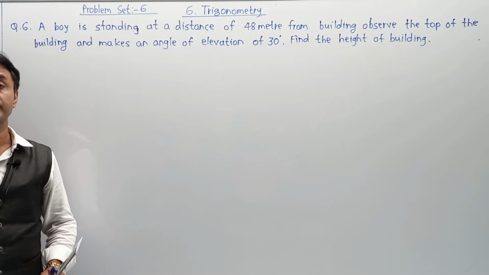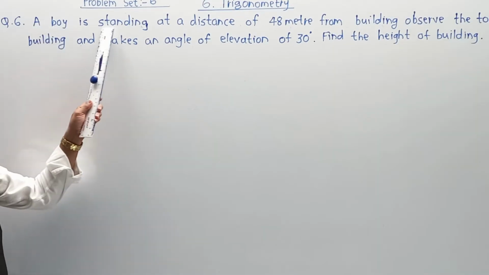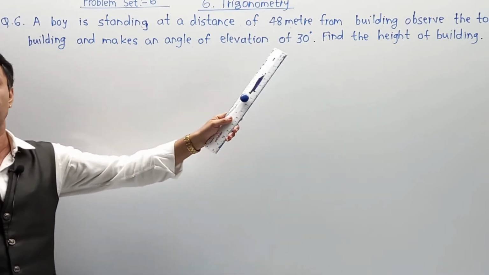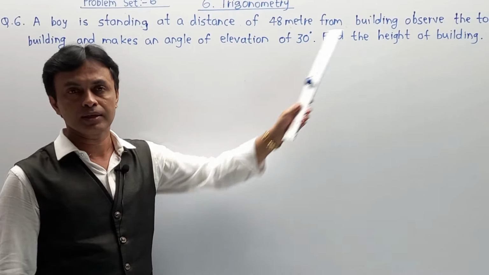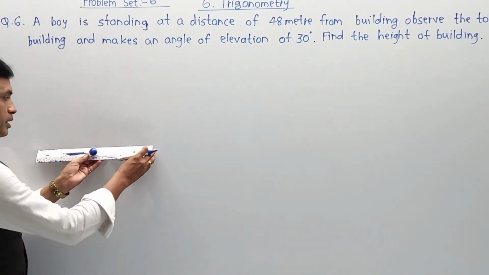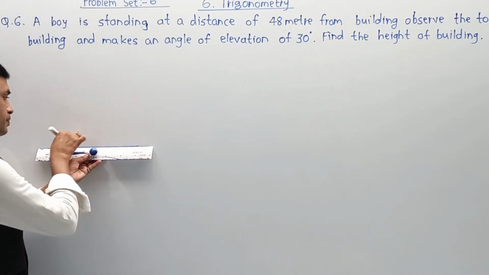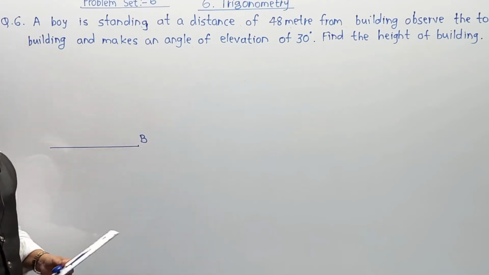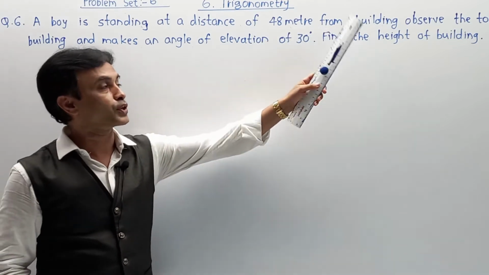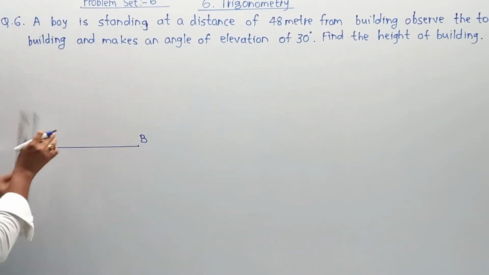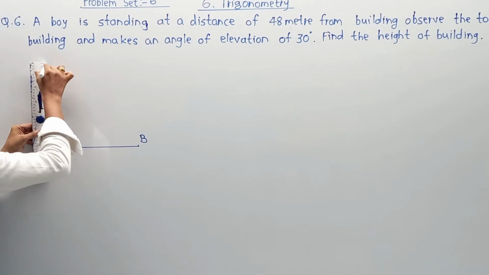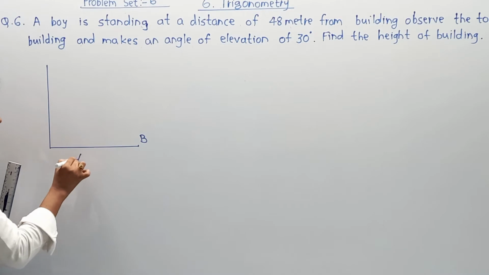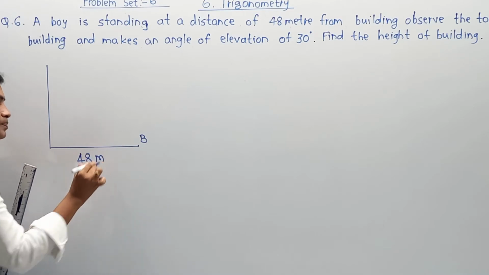Once again I am going to read the first statement. A boy is standing at a distance of 48 meters, meaning the boy is at a 48 meter distance from a building. So let us have a tentative diagram. First of all I am going to draw a horizontal line, and I am going to call the boy B. He is standing at a distance of 48 meters from the building. Let us say this is the respective building, and the distance of the boy from that building is 48 meters.